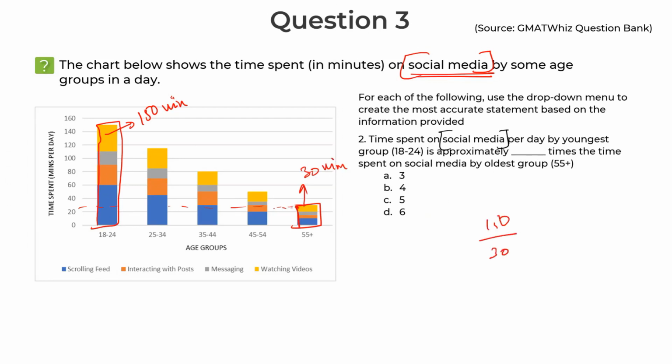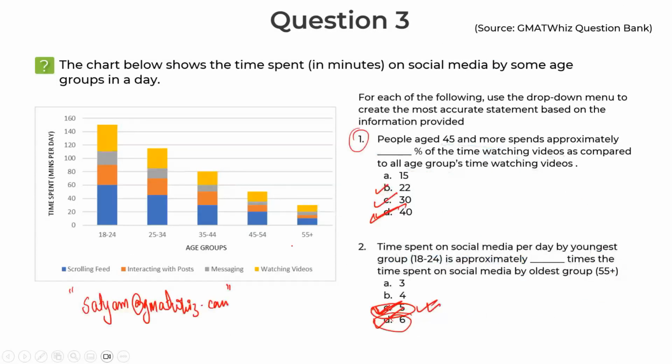So what will that be? That will be 30 by 50. That is going to be 5. That's why the answer will be 5. And the final answer for both of them would be 22 for the first one. Let me erase all of this. So 22 for the first one and 5 for the second one. This is how we do this question.